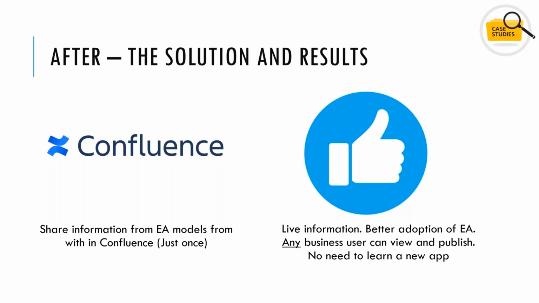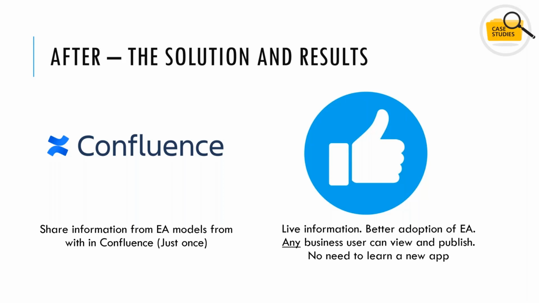So what really happens is you just share information from your models only once. You embed and forget, and that's the end of it. So no copy pasting and no poking, just embed and forget. And what are all the benefits? Live information, better adoption of EA.